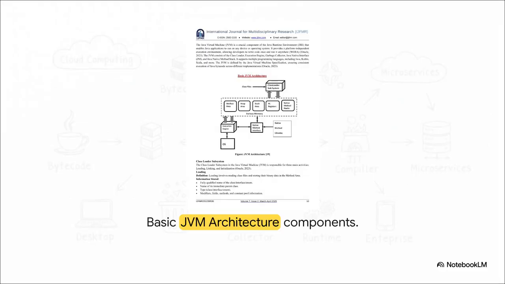To really visualize how that bytecode becomes functioning software, let's just imagine the JVM as a super organized factory. We've basically got three main departments here. Up top, the class loader subsystem. That's our receiving dock. Right below it, the memory areas, which act like a highly structured warehouse. And down at the bottom, the execution engine. That's the assembly line where the real heavy lifting happens. Let's check out that receiving dock first.